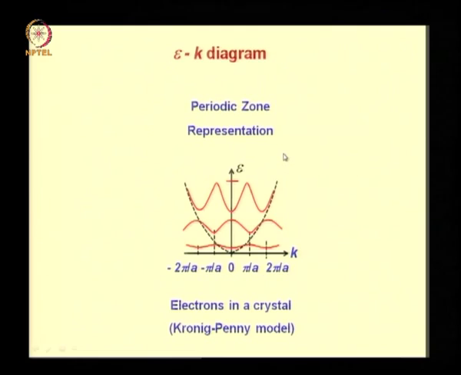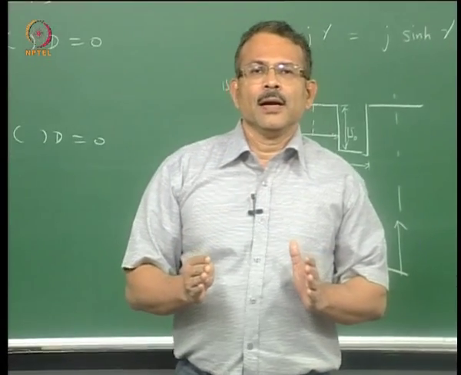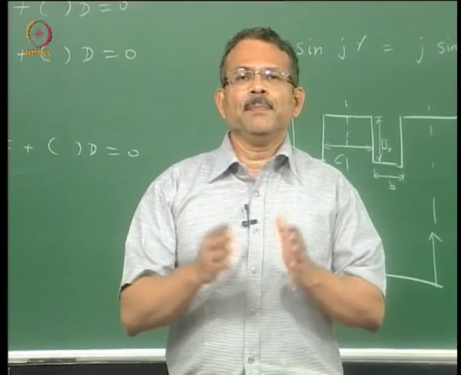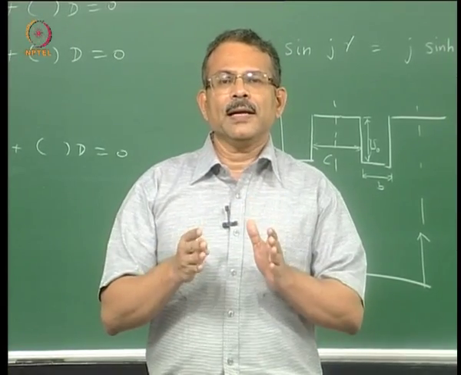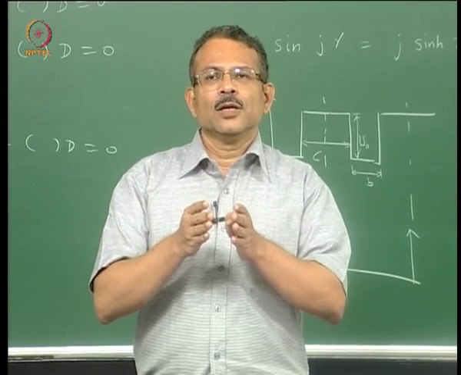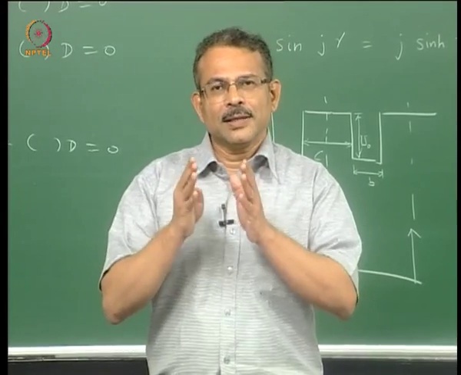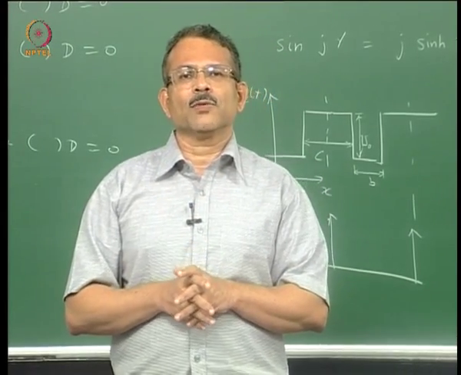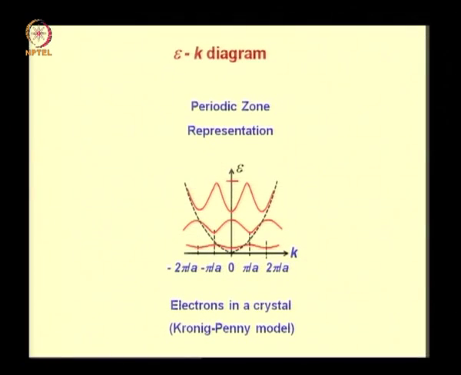Now let us come to some aspects of the representation of the E-k diagram. Because the E-k diagram is periodic, it is not necessary to show many periods of the diagram, because the information is contained in one period, and in fact because the E-k relation is even, you can even take 1/2 of the period, and that will give you all the information that is required to construct the entire periodic E-k diagram. So let us look at this.